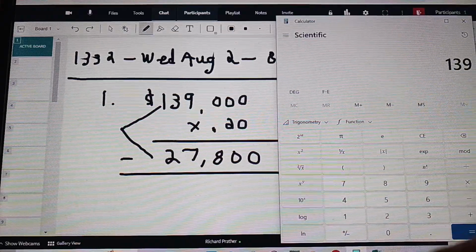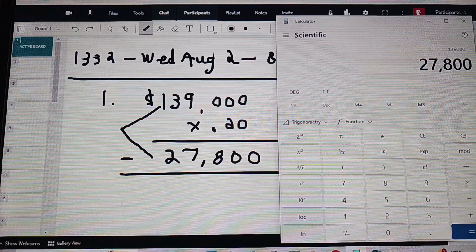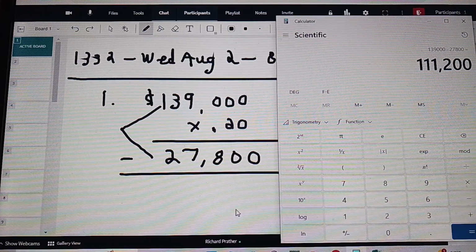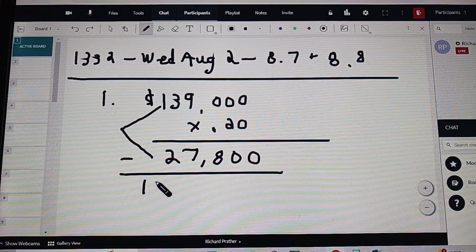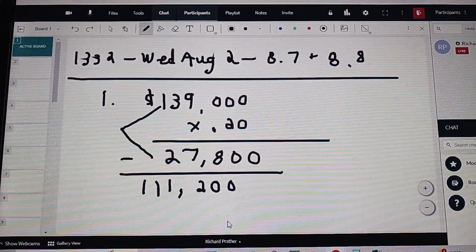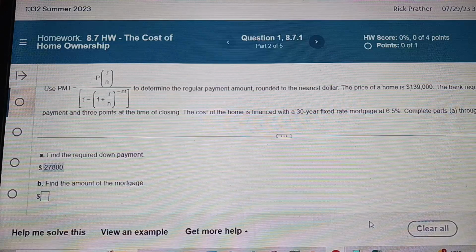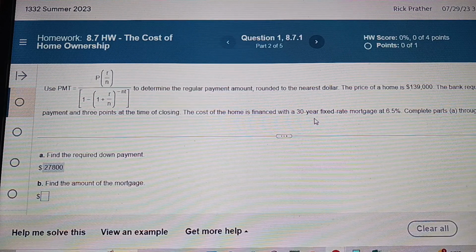So for a $139,000 home, you're paying almost $28,000 of it up front. There's only $111,200 left to spend to pay for the house. Now, most people have no way of paying this out of their back pocket unless you're like an Elon Musk or a Bill Gates type of person. You just whip that out of your back pocket. So most of us have to finance it with a house loan, a mortgage, they call that.